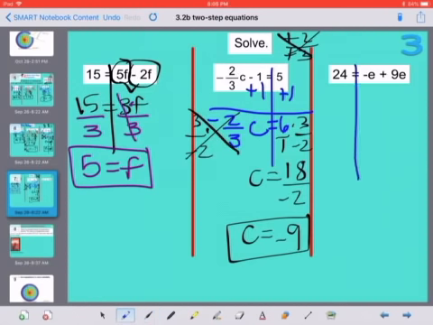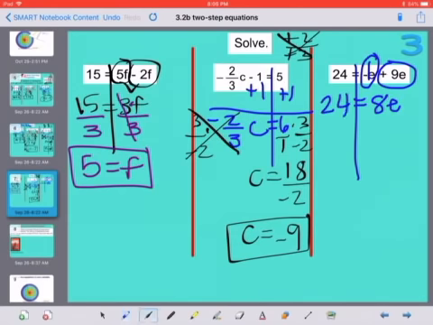Last one on this page. We have negative e plus 9e. This is really a negative 1e. So we have a negative 1 and a positive 9. There are more positives. 9 minus 1 would just give us 8e.